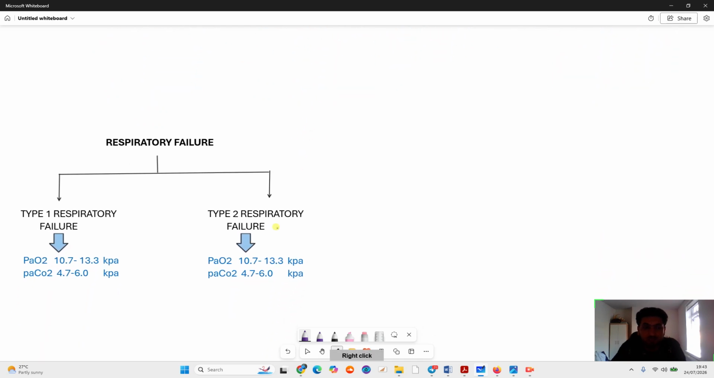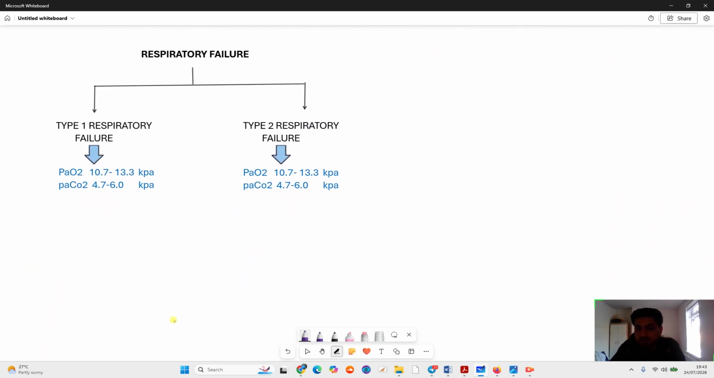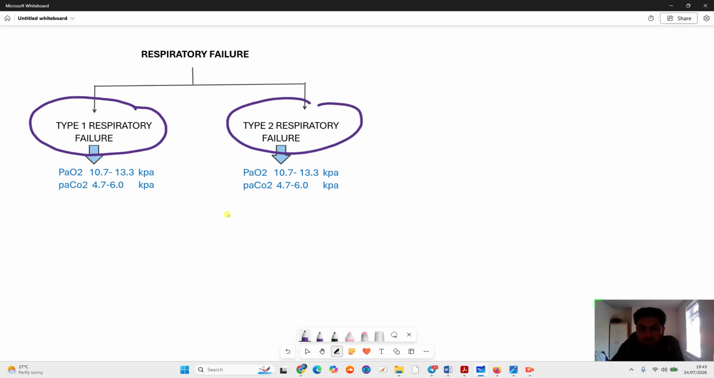One thing more about the ABG that I would like to tell you is that we have another condition that we call respiratory failure. How can we recognize which type of respiratory failure is happening? Normally we have two types of respiratory failure, type 1 and type 2. How can you find that? For that we have to look at the partial pressure of oxygen and the partial pressure of carbon dioxide, not pH.